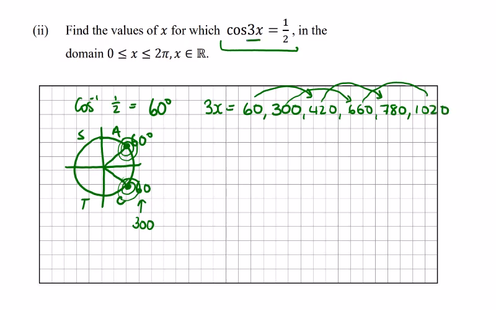When it's cos 3x, it's 3 revolutions, so we're going to get 6 solutions. 2x will give 4 solutions, and x will just give 2 solutions. So 3x is equal to all of these. X is 20, 140, 150, just dividing them all by 3: 220, 260, and 340 degrees.